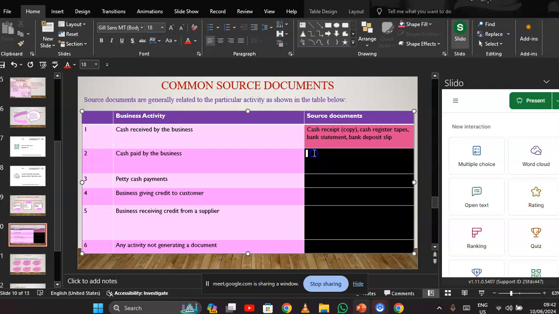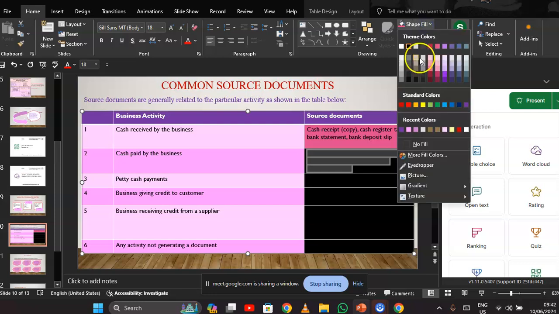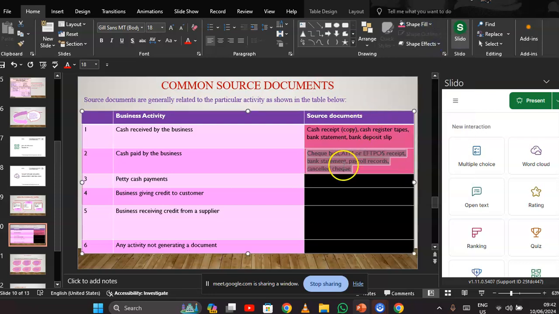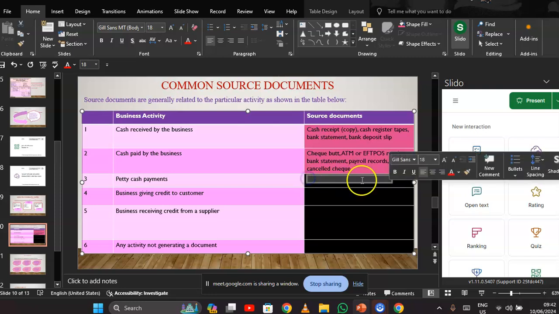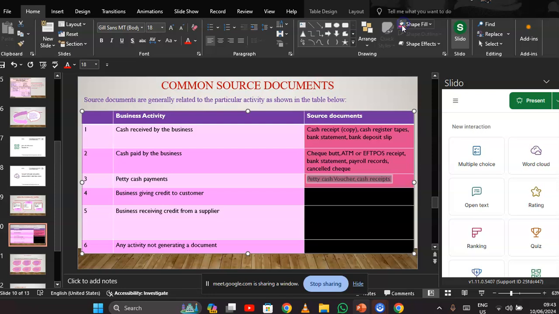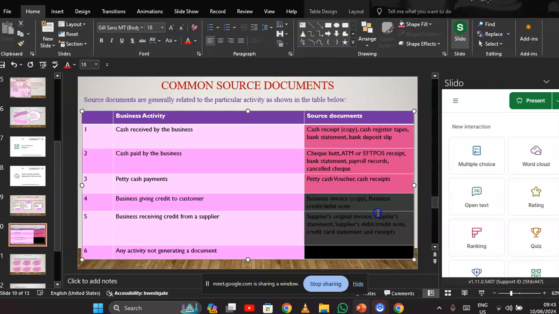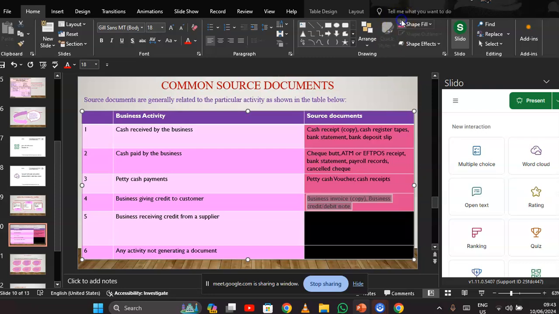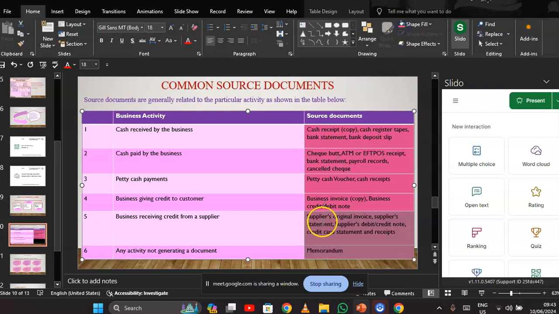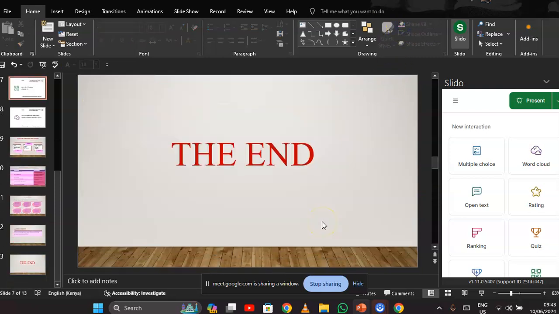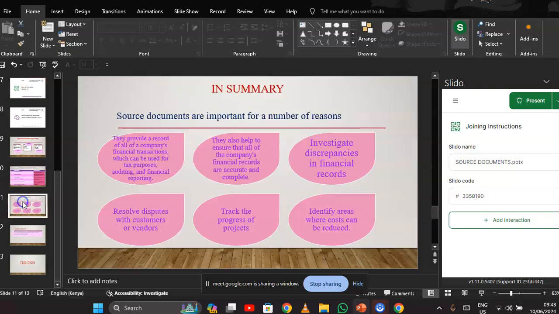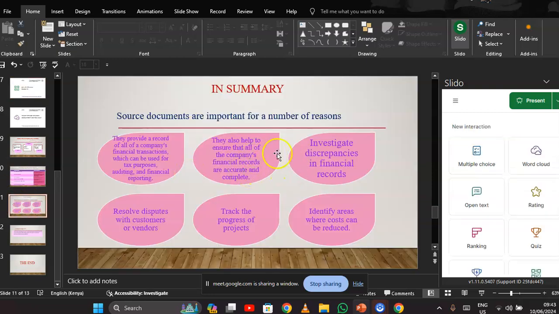So continue assessing yourself. Let me reveal the second transaction. Assess yourself for the third transaction. The fourth transaction. Assess yourself, please.